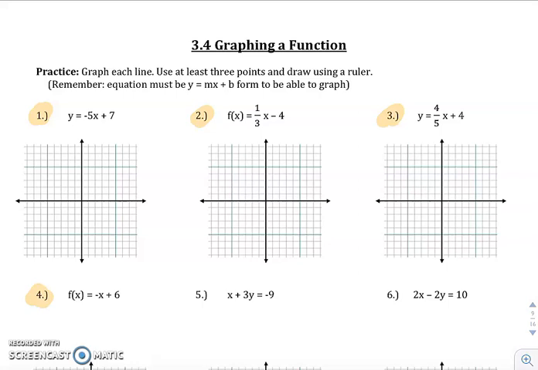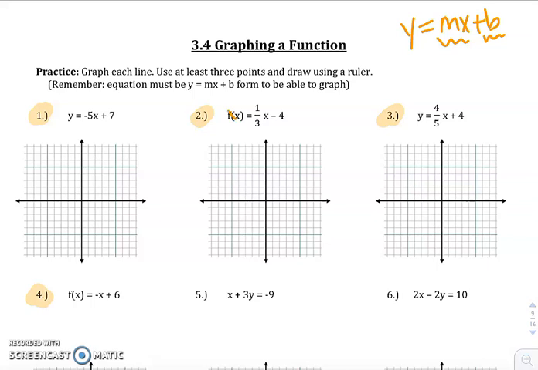So when we're trying to graph a line or a function, we need our line to be in slope-intercept form. So we want our line to be in the form y equals mx plus b. So we want our slope, and then we want that y-intercept. The other thing we need to remember is that f of x or g of x or h of x, it just means function notation.